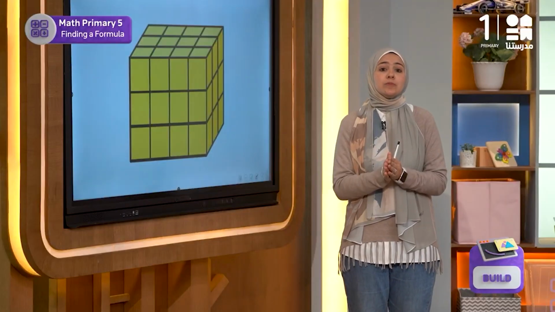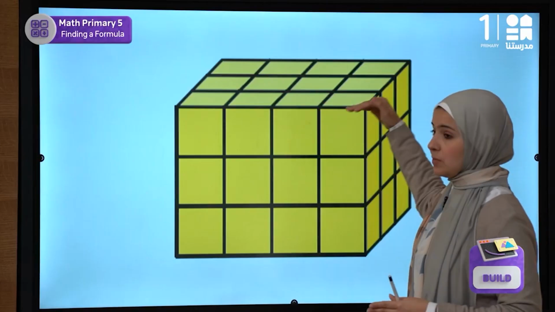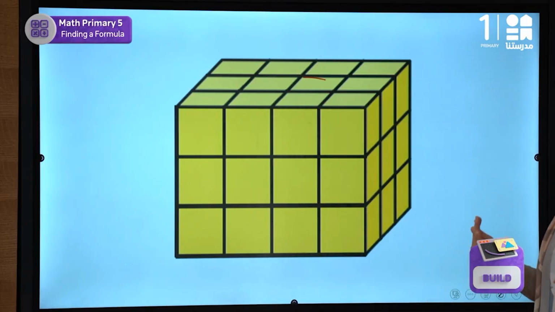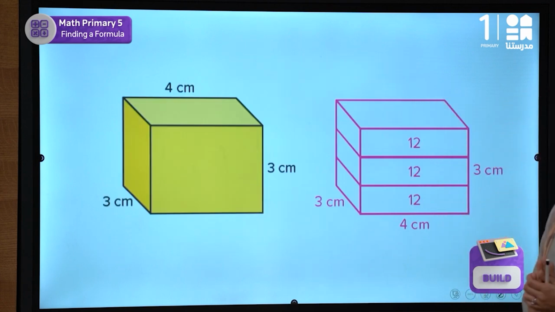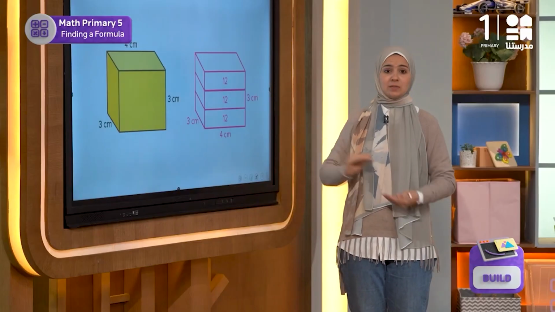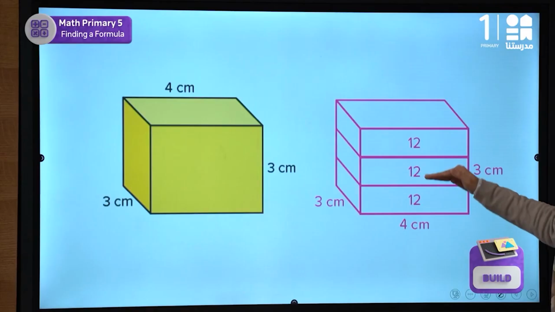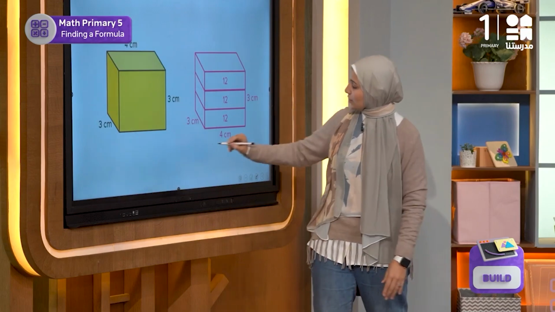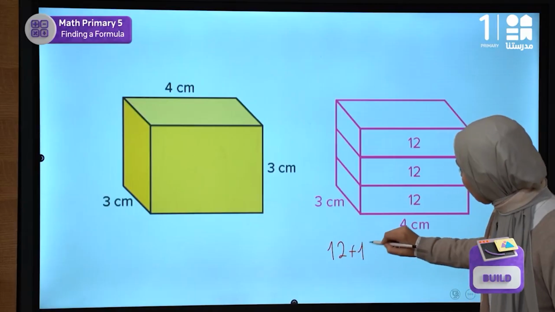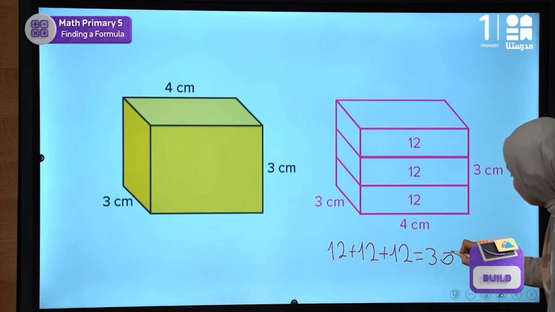So the number of cubes in one layer can be counted from the upper layer, which is visible to us in problem 1, which is what? Let's check like that. 12. And we can repeat it 3 times like that. So what will I have? 12 plus 12 plus 12. So like that, I will have 36 cubes. So I can do it like that: 12 plus 12 plus 12, which is 36 cubes.